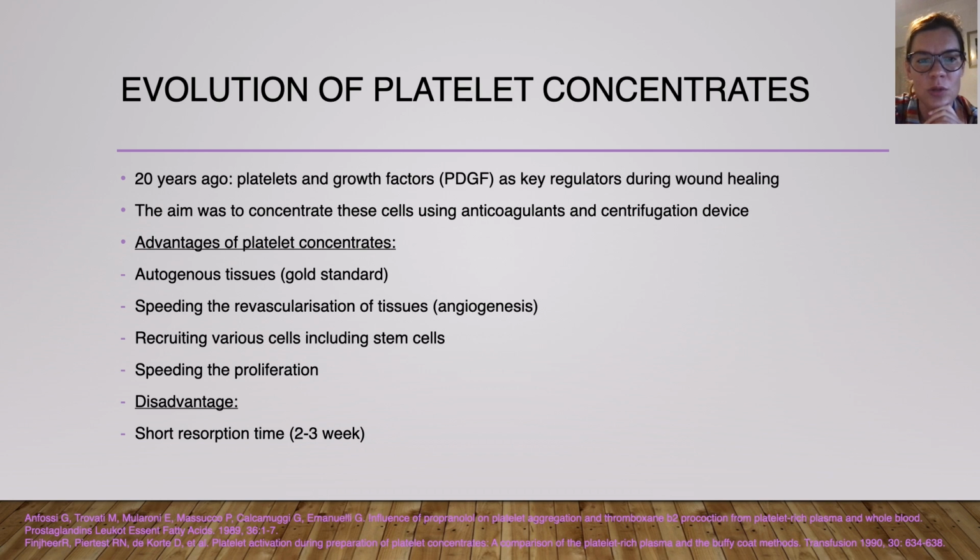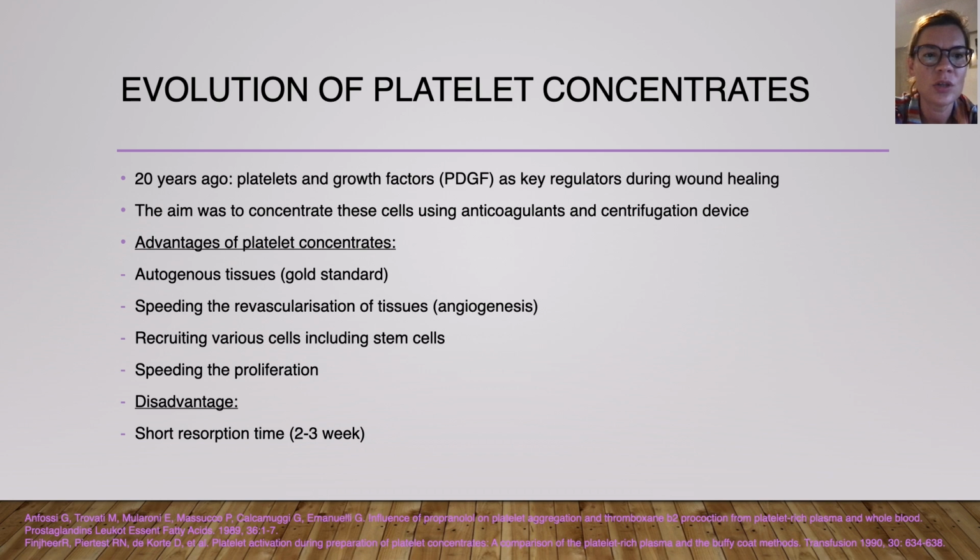The next autogenous materials from the blood products are the platelet concentrates. About 20 years ago, it was written down that the platelets and the growth factors have quite a big role in the wound healing process. So that's why the aim was to make a device which could separate from the blood the platelets and also the growth factors for using it for bone regeneration.